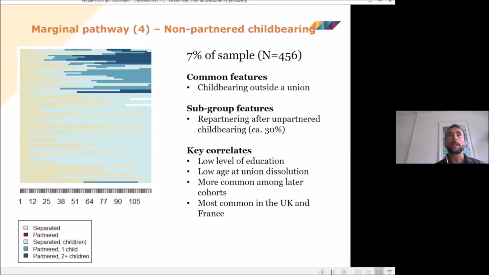All right, so it remains these 4 marginal pathways. This that I'm showing here features childbearing outside a partnership, and only few individuals repartnering eventually. This is mostly related to low levels of education and low wages at union dissolution, and it is more common in recent periods and in countries such as the UK or France.